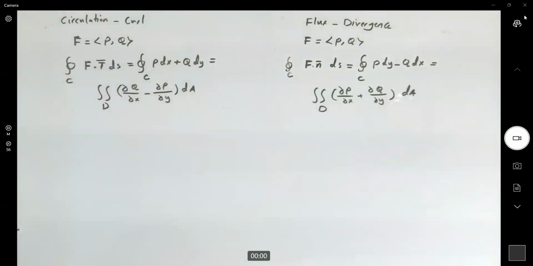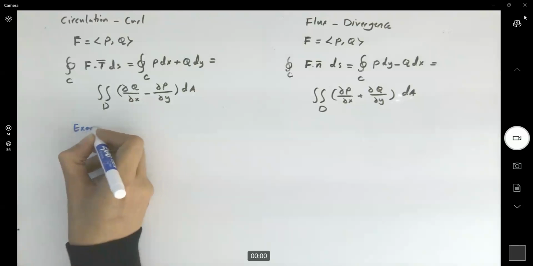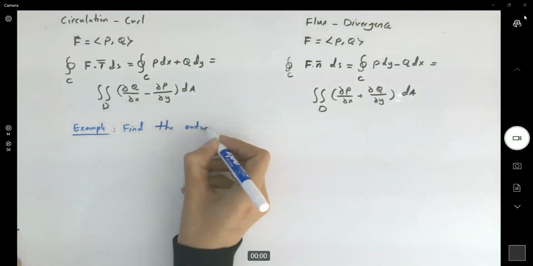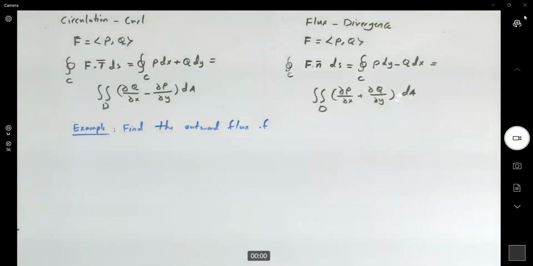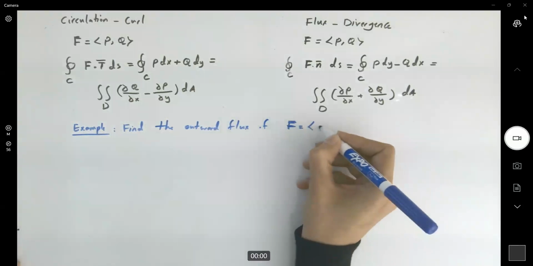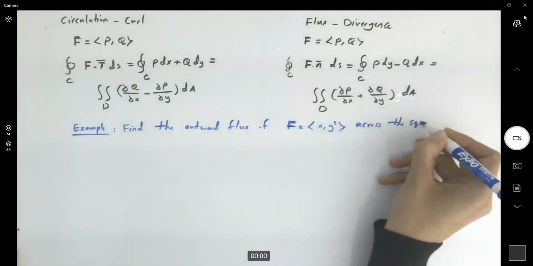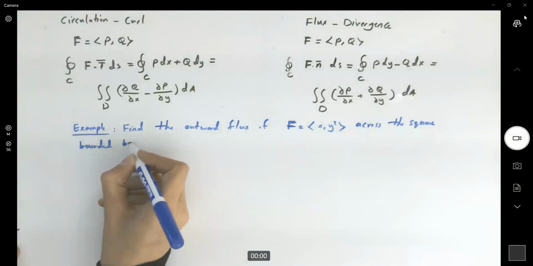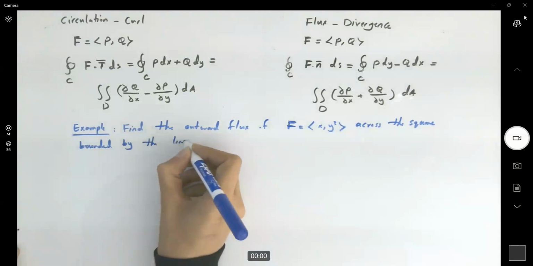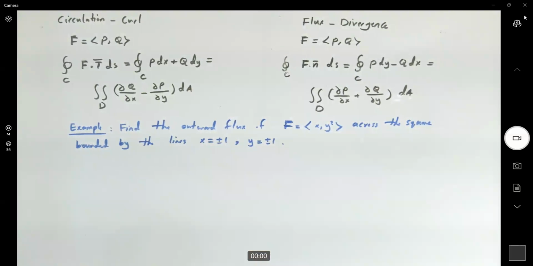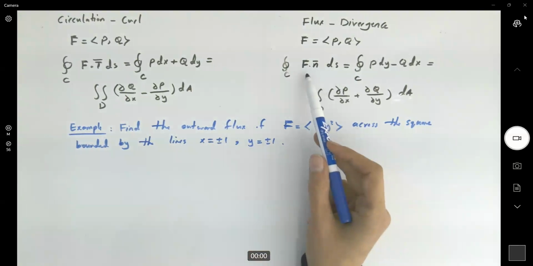But let's take a look at a couple of examples. This example says, find the outward flux of the vector field F, which is defined to us as x, y squared, across the square bounded by the lines x equals plus or minus 1, y equals plus or minus 1. So our goal is to calculate the flux.